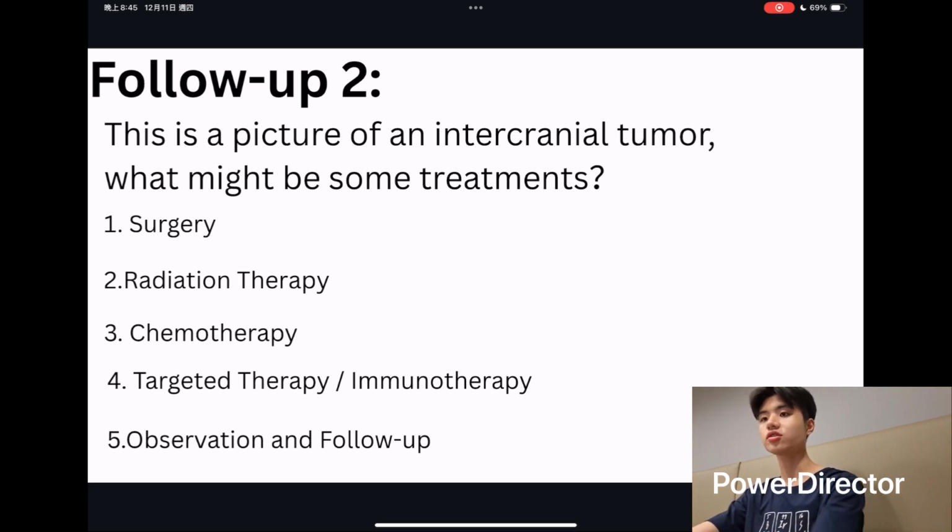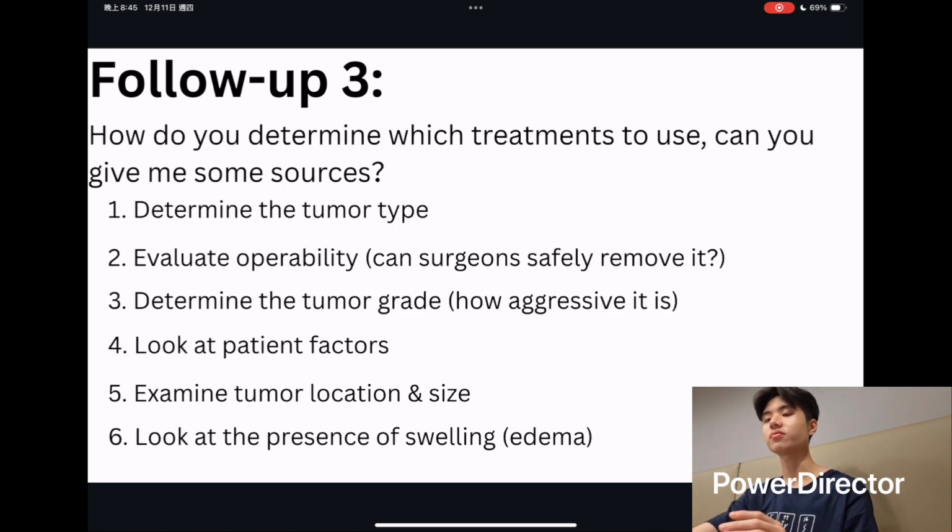And the third question is, how do you determine which treatment to use? Can you give me some sources? Here, GPT offers us 6 tips. The first is determine the tumor type. The second is evaluate all probability. The third is determine the tumor grade. The fourth is look at the patient factors. The fifth is examine tumor location and size. And the sixth is look at the presence of swelling.